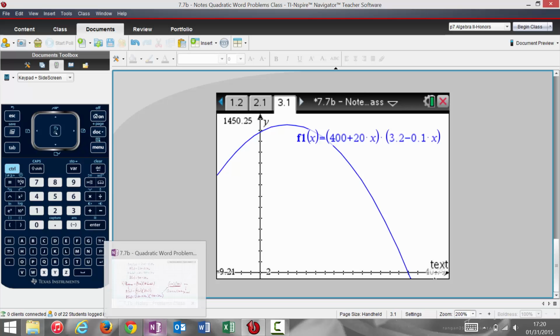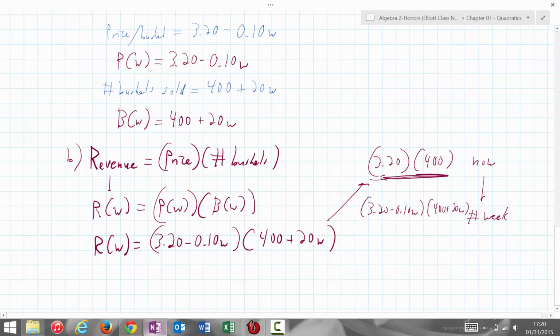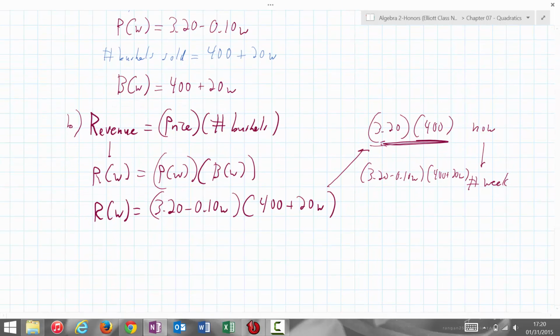My window is going to be like -9 to 40 and -10 to 1450. So let's just state that right here. My window is -9 to 40 and -10 to 1450. Lots of acceptable windows there, and I'm just estimating what mine was.